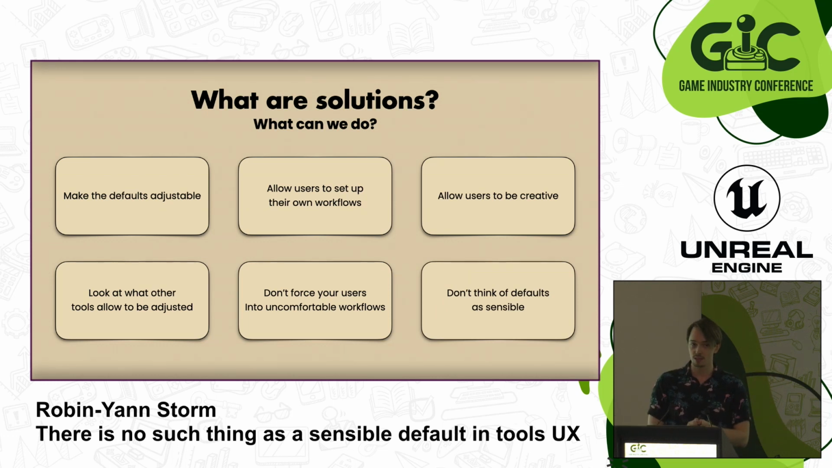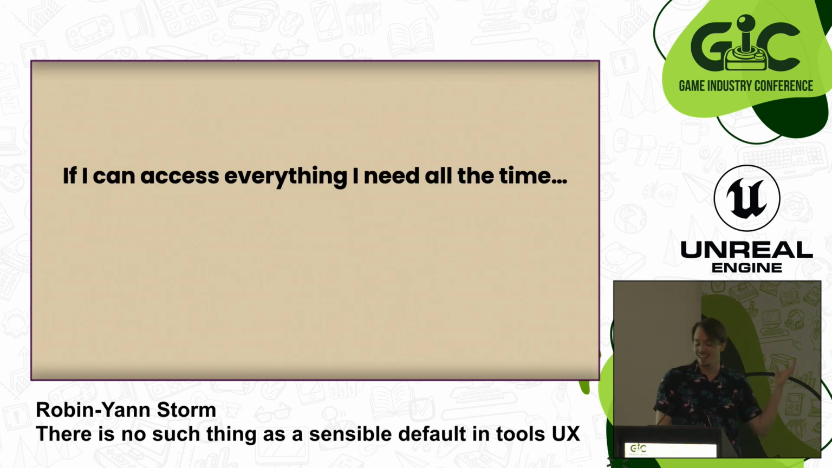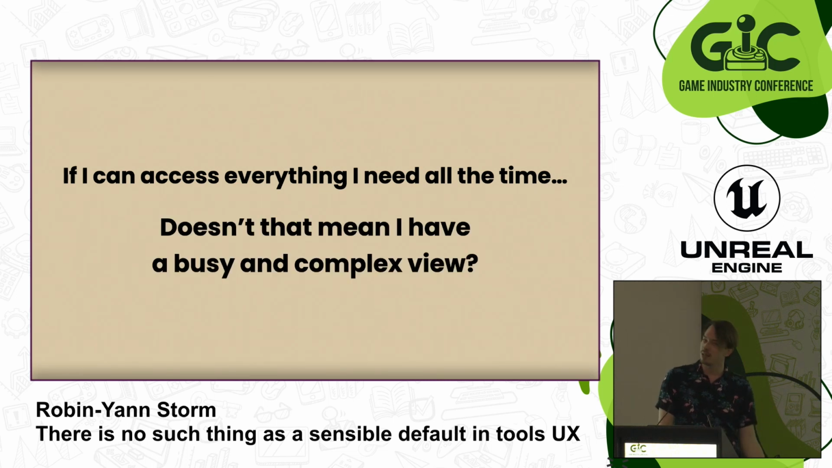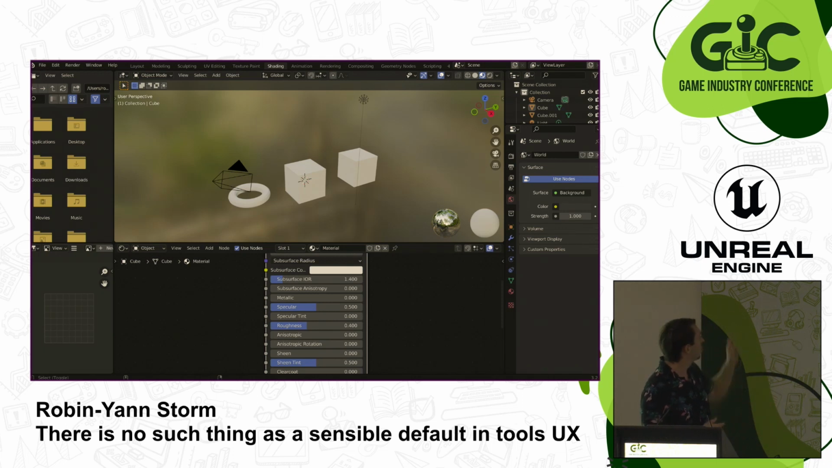Don't think of them as sensible, because you fall into a trap of like, oh, we'll just do this and it'll be fine. Now, some of you might be thinking, well, if I can access everything I need all the time, like I've set up this workflow with all these buttons, doesn't that mean I have a really busy and complex view? Yes, for example, this Blender view has like 1, 2, 3, 4, 5, 6, 7, 8, 9, 10 different toolbars and a lot of different windows. Yes, that's complicated. If you first start this up, it's going to be hard to look at.